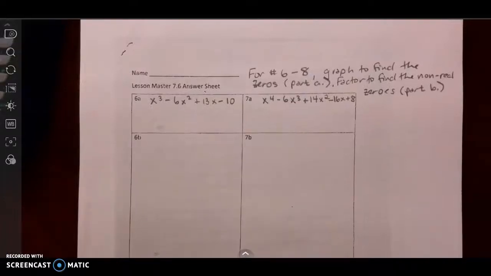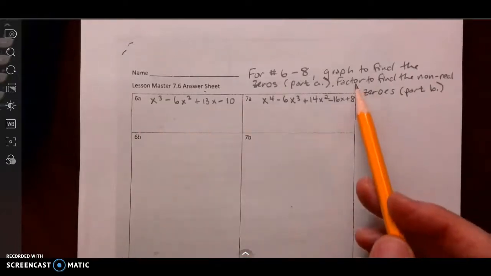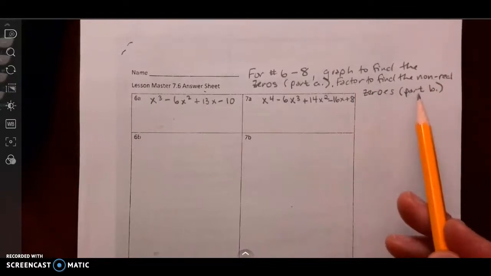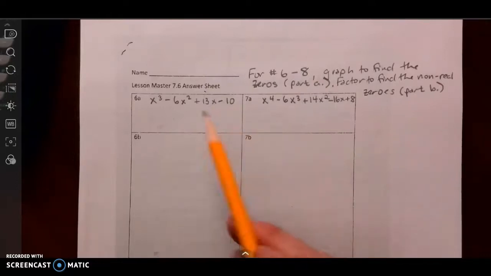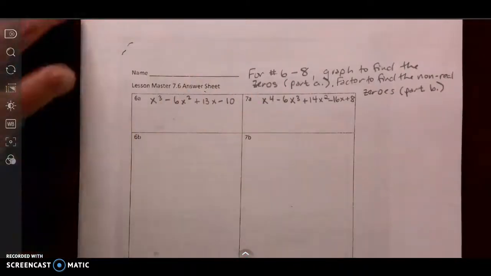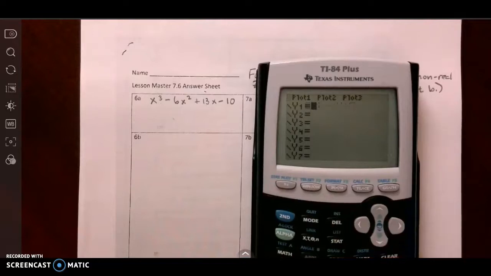So this is our lesson master 7.6, and it says for numbers 6 through 8, graph to find the zeros. That's part A. And then part B, factor to find the non-real zeros. That's part B. Because we can't just use the quadratic formula, because these are not quadratics. This is an x cubed, this is an x to the fourth. So let's start off, like it said, let's graph and find our real zeros.